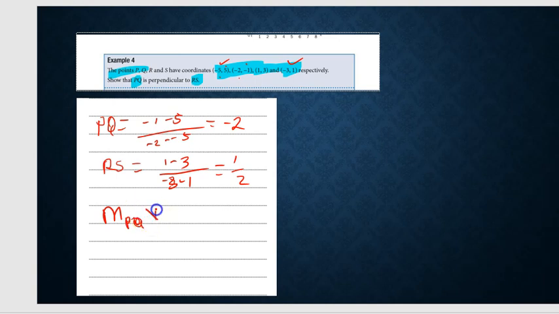Such that we multiply this gradient of PQ with the gradient of RS. You multiply these two gradients. Our gradient of PQ is -2. Multiply this by a half. So what is -2 multiplied by half? Correct, -1. Therefore, the lines are perpendicular.